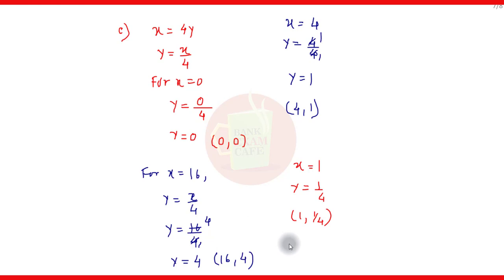At the end you have to write, hence the required solutions are 0, 0, the first set of solution. The second solution is 4 and 1. The third set of solution is 16 and 4, and the fourth set of solution is 1 and 1 upon 4. So these 4 solutions we have got, and we have to find only 4 solutions. Now here friends, in this episode we have discussed question number 1 and question number 2.